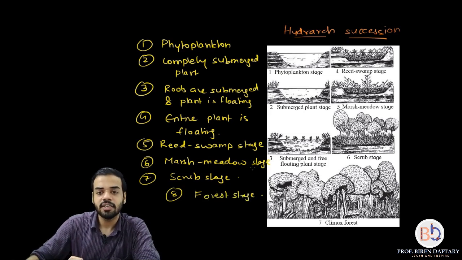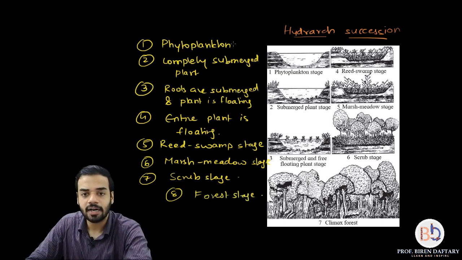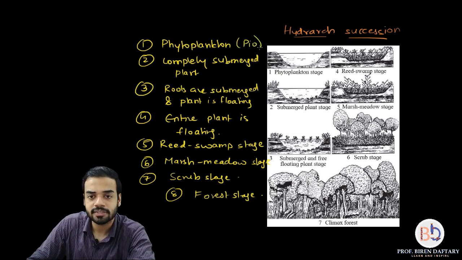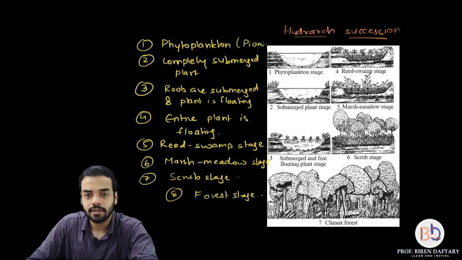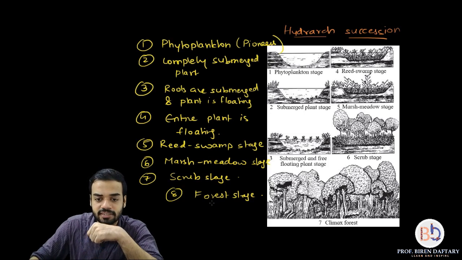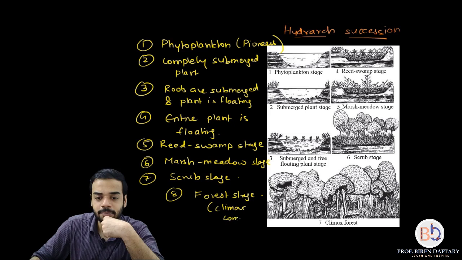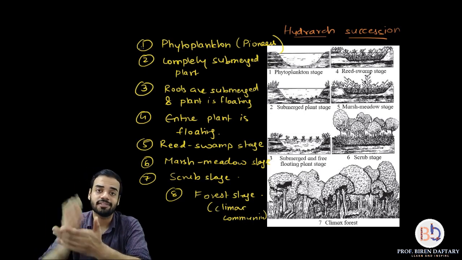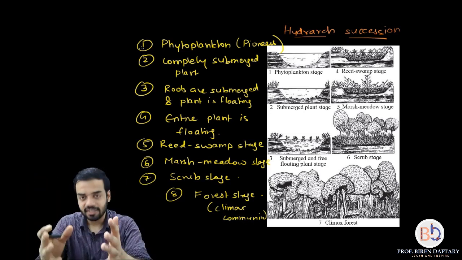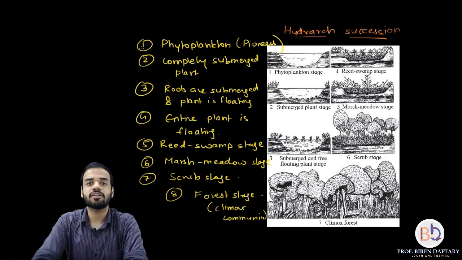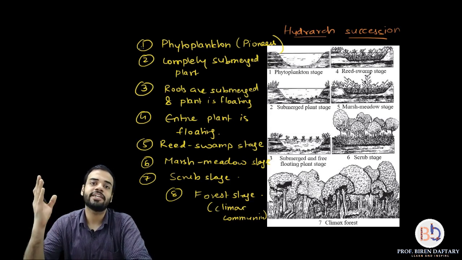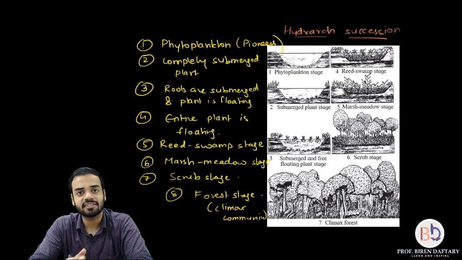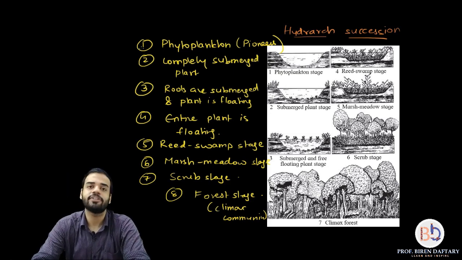Is this clear? Phytoplanktons are your pioneers, correct? And the forest stage is your climax community, and in between, all the other steps are called which steps? They are called seres, or seral stages. Is this clear? So in this hydrarch succession, we have started with plenty of water and we have ended with medium water. In xerarch succession, we started with 0 water and we ended with medium water.